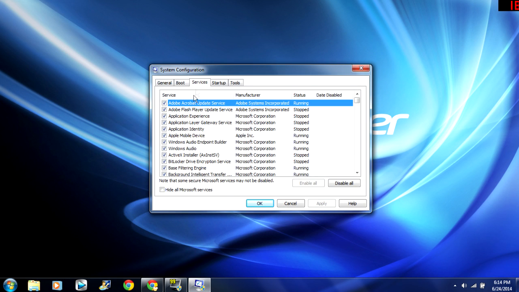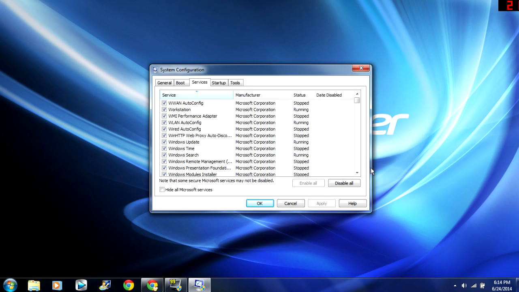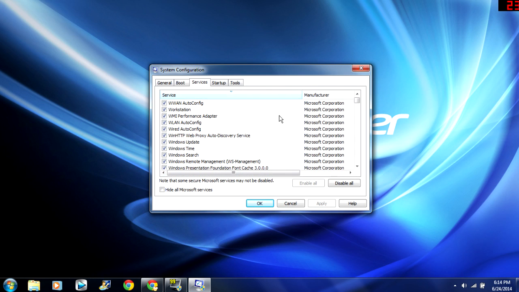Go to services, and sort the services by name, W, or the last first. And what you're looking for is Windows Presentation Foundation Font Cache 3.0.0.0. You want to have that unchecked. Apply.